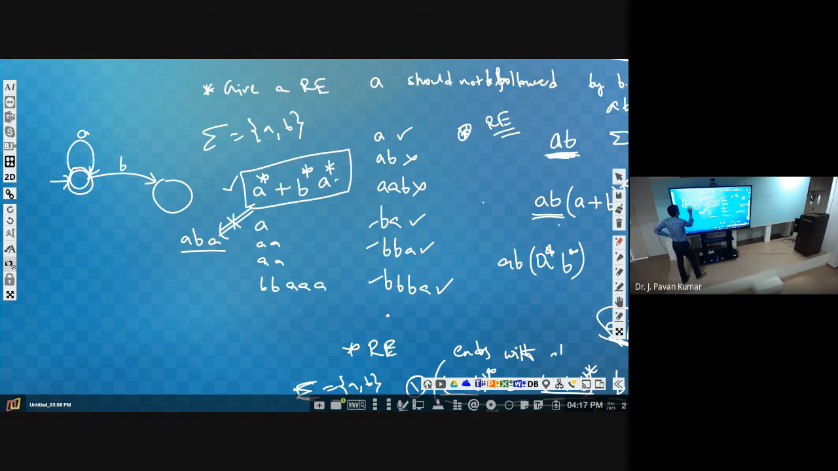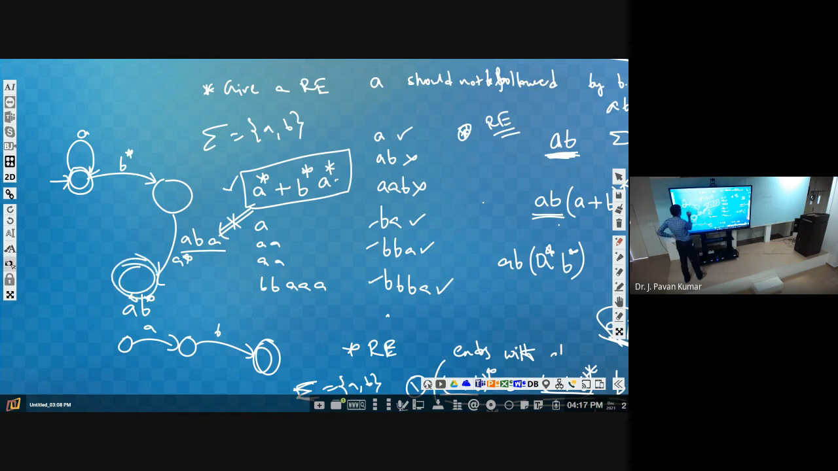B star followed by A star. Let us consider this is B star, then followed by A star, in the sense it is like a simple thing. AB, how will we denote it? A, then followed by B. Similarly, B star, A star: here I am putting B star, then A star, and this should be the final state.